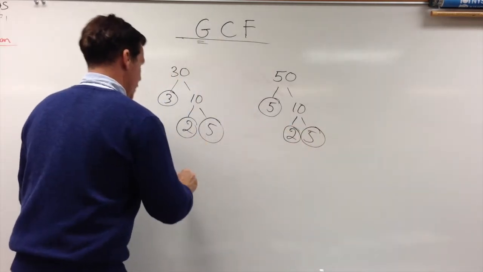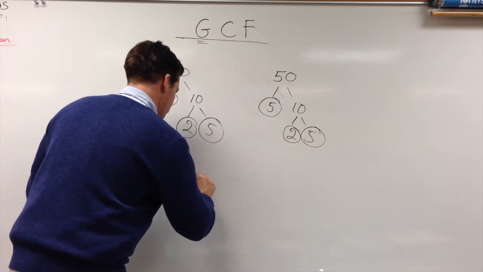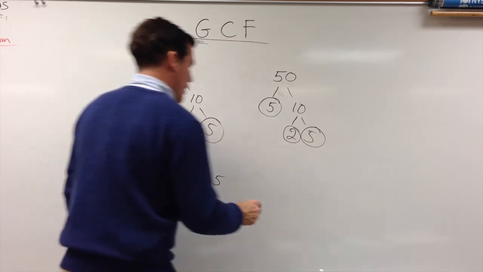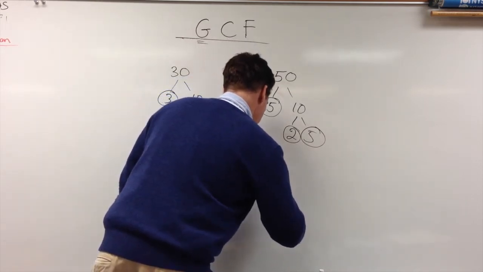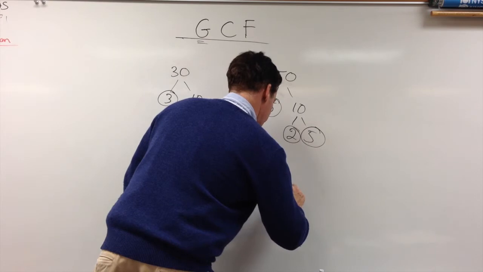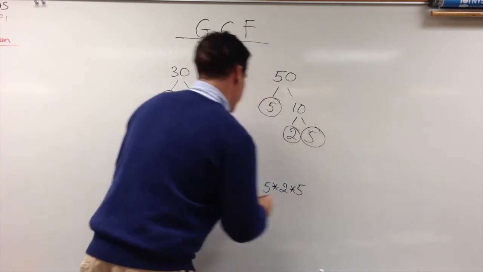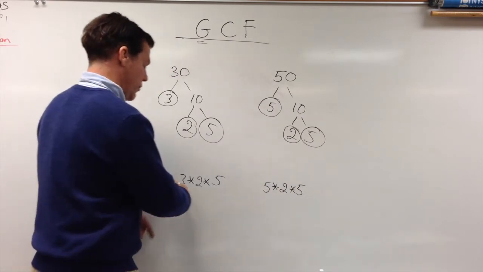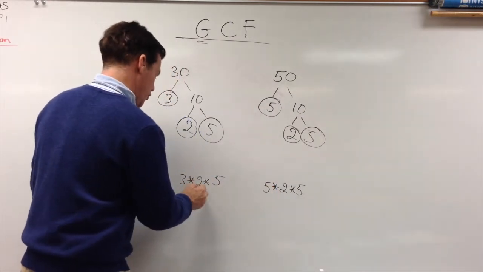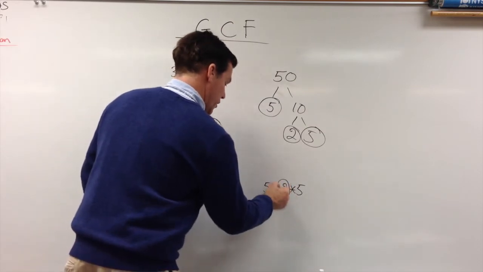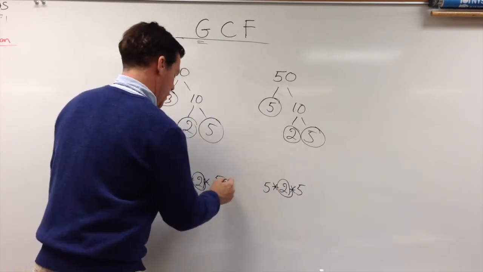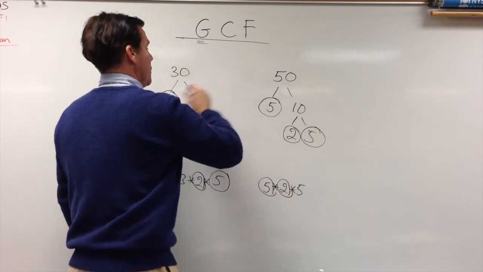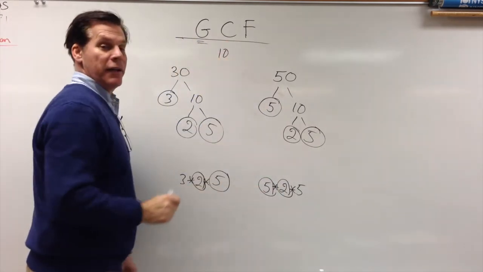So the prime factorization for 30 is 3 times 2 times 5. Prime factorization for 50 is 5 times 2 times 5. And it can be in any order. So we're going to see what do they have in common. Okay, there's a 3, no 3. There's a 2, and there's a 2 over here. There's a 5 here and a 5 here. So 2 times 5, our greatest common factor between these two numbers will be a 10.